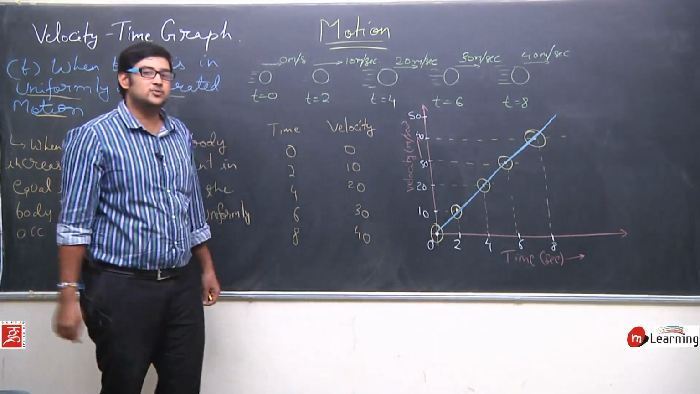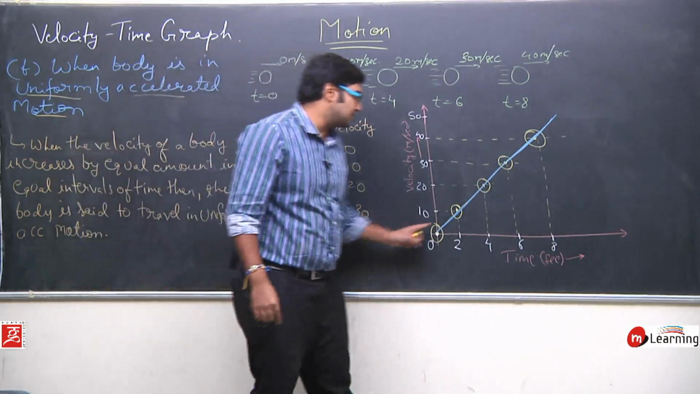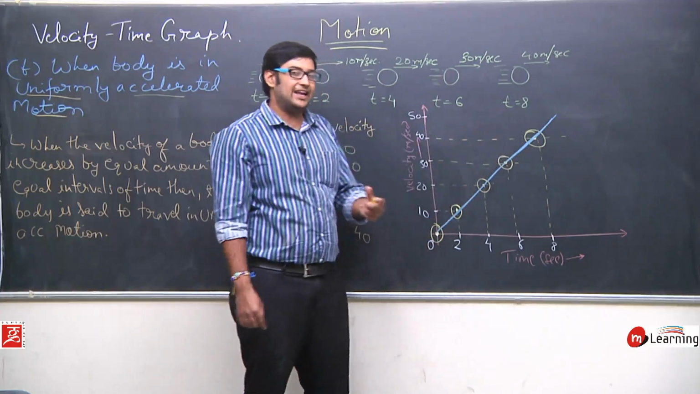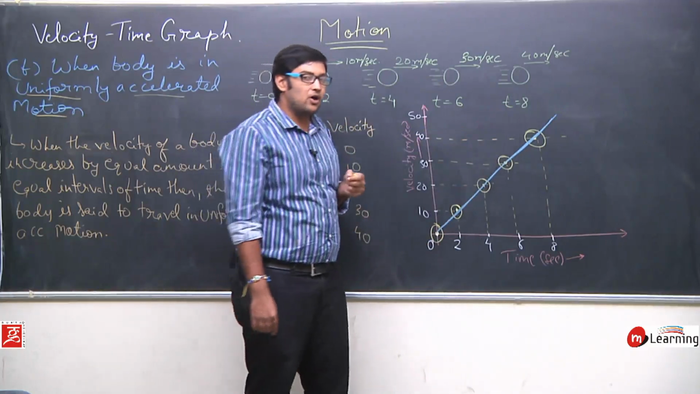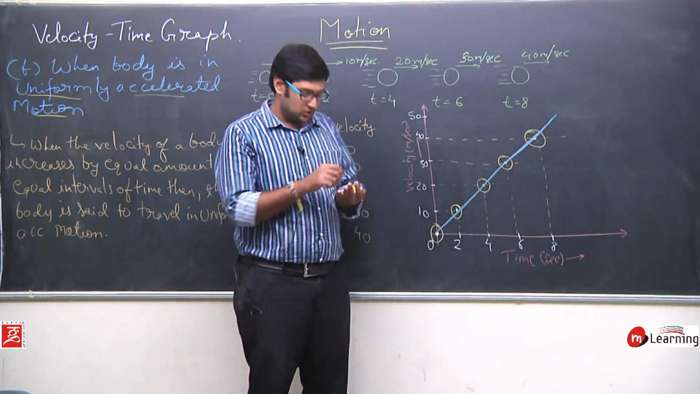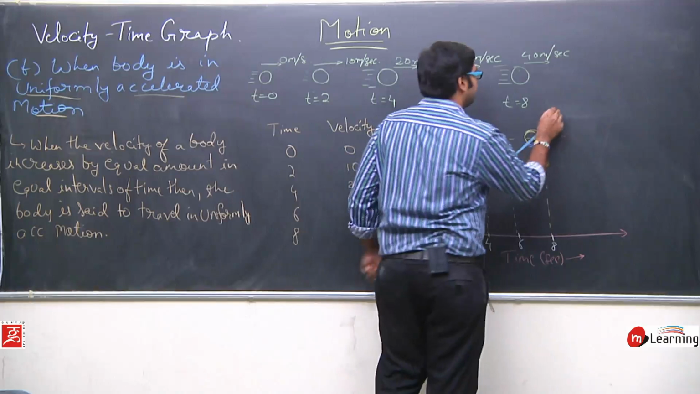If I join all these points, I will simply get a straight line like this. Okay. So this straight line indicates that the motion of the ball, or the motion of the body, is uniformly accelerated.